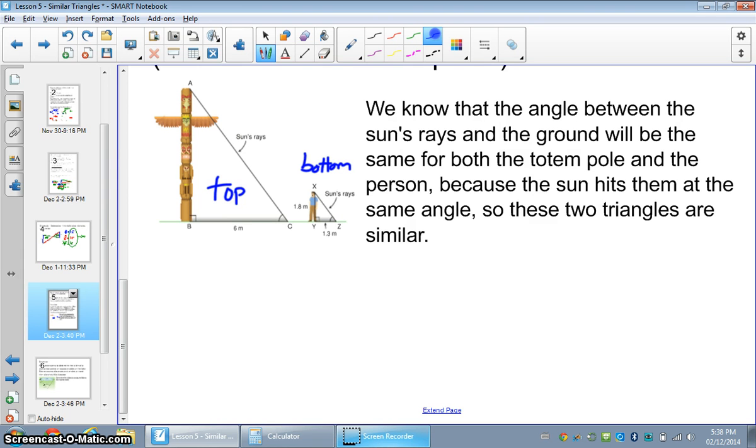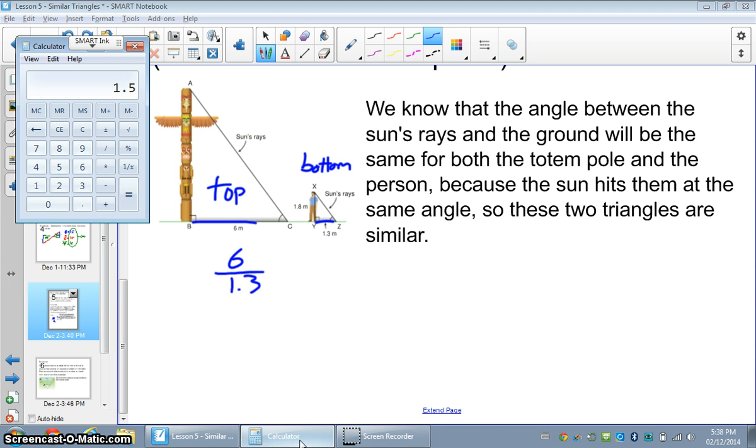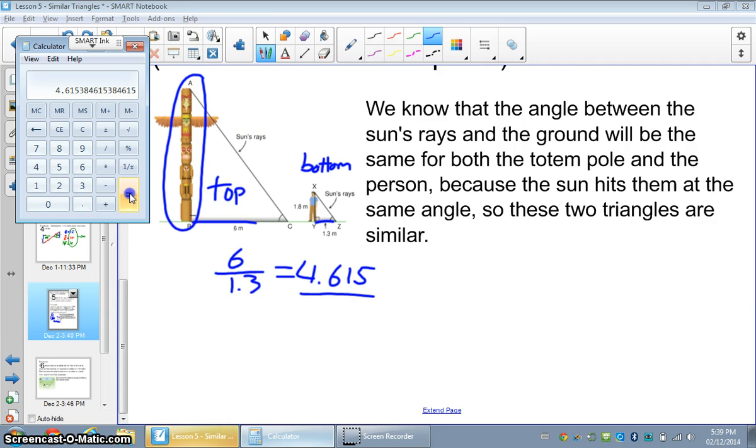Okay, so we know that the shadows can be compared to each other. So we can go 6 compared to 1.3 and see what we get. 6 divided by 1.3 equals 4.615. So now this is the scale factor. This is how many times bigger the totem pole is than the person, because that's how many times longer the shadow was than the person's shadow. So I can take the height of the person and multiply by the scale factor, 4.615.